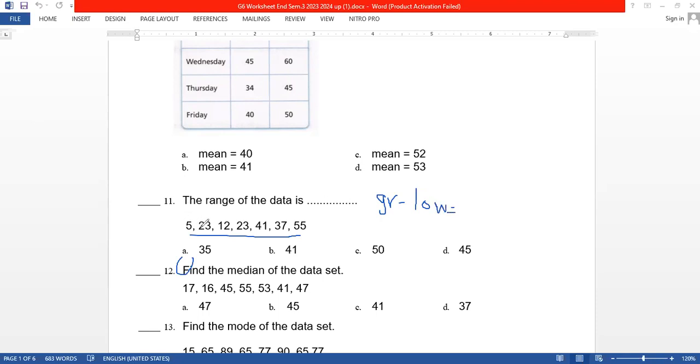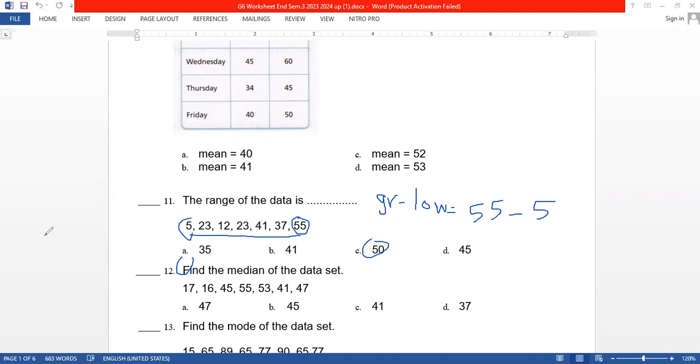So we have to be very careful. Which is the greatest value? Greatest value is 23, no, because we have 41, we have 35, we have 55. So which is the greatest value? I don't mean the last value. The greatest value is 55, and minus the lowest value. We have to be very careful. It doesn't mean it should be the first one. It could be inside here in the middle, but the least value is 5. So 55 minus 5 equals 50 directly. So the answer is C.